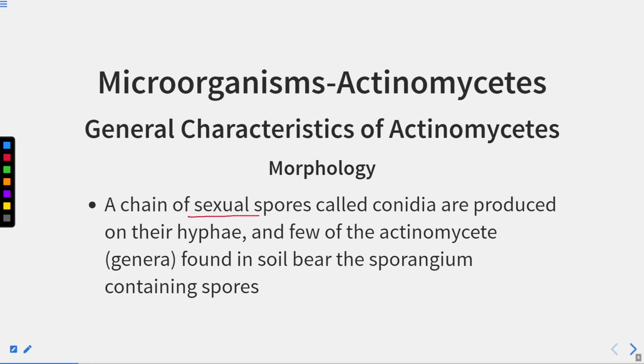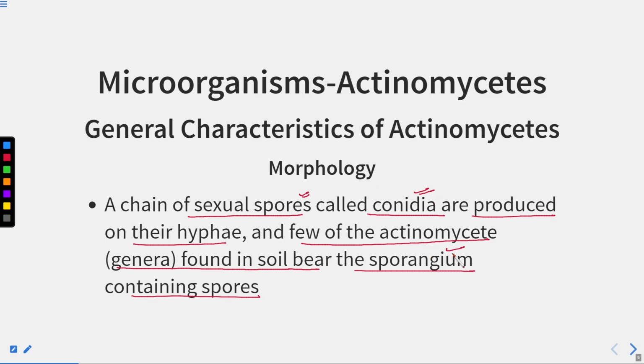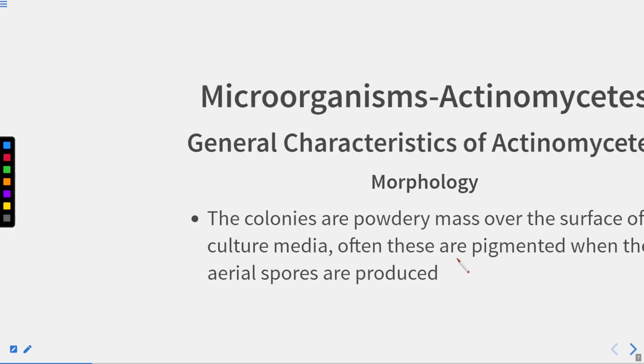A chain of sexual spores called conidia is produced on their hyphae, and a few of the actinomycete genera found in the soil bear the sporangium containing spores. So they have spore-like structures called conidia, and they also bear sporangium-like structures when they are present in the soil. These sporangia contain lots of spores. When these spores are released, they can give rise to new actinomycetes.